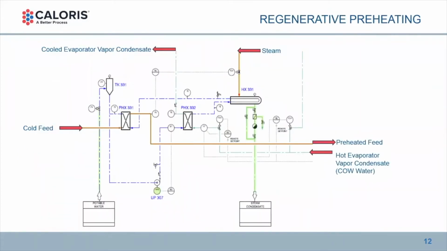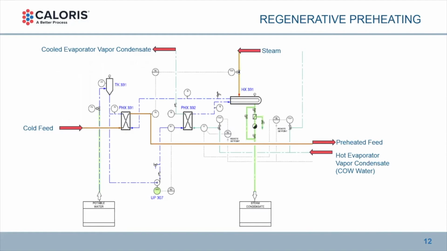Regenerative preheating. Now, this is a case where we've typically got hot vapor condensate coming off an evaporator. And if you're just sending that to drain, that's BTUs going down the drain. And even for some plants where they are discharging directly outside the plant, you have a temperature limit on what you can discharge at. And if your evaporator is running hot through the day and your condensate water temperature gets higher, it can actually be a problem for you.